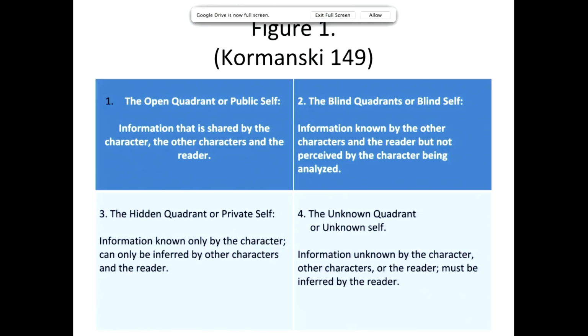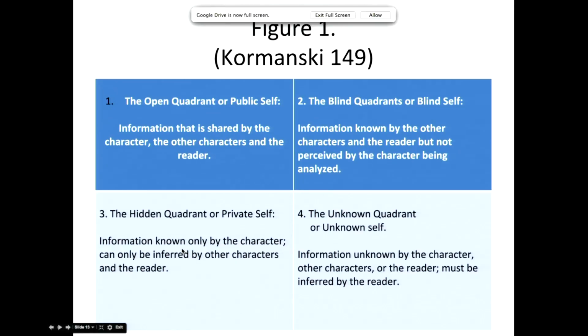Then in the second area, the blind quadrant or the blind self, this is information known by the other characters and by the reader, but not perceived by the character being analyzed. A good example of this would be Miss Brill. Miss Brill is sitting in a park. She thinks it's just great watching the world go by, watching the young people. She's having a conversation with the stole that she has on her shoulder, but she's not quite connecting with the people around her. And she feels like she's so much a part of what's going on, and actually the people around her are looking at her going, ooh, why doesn't she go away? So there's a public self, and there's a private self, and there's a blind self. There are things others are seeing in her that she's not seeing in herself.